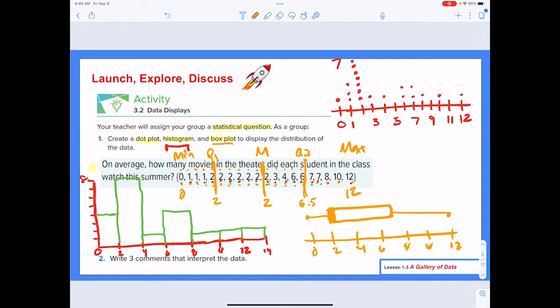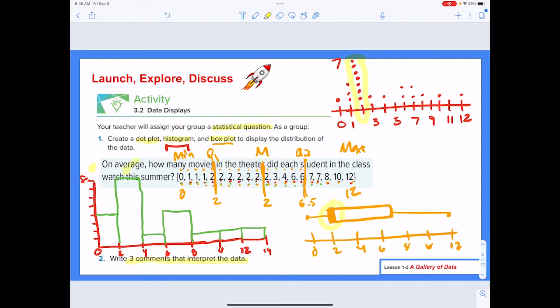All right, so now we have 3 different diagrams here showing the same data. And so really, the next thing it says is to write 3 comments that interpret the data. So a couple comments here. We can see that there are definitely more values of 2 than anything else, which makes the data really stand out in that 2 section, right?